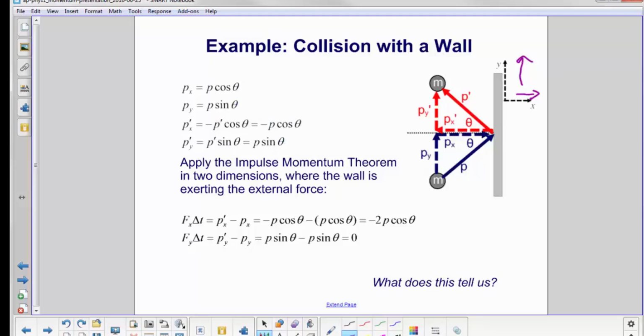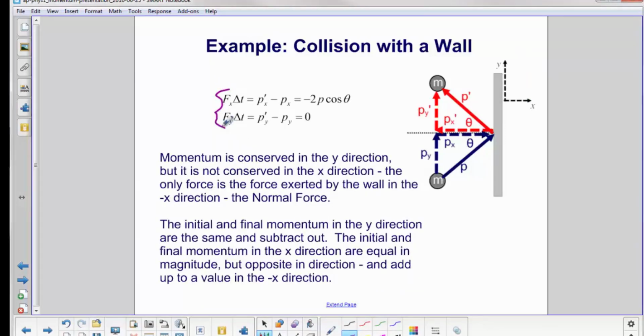Now we're going to apply the impulse momentum theorem in 2 dimensions. The wall is exerting the external force in this case, and it's a normal force. So in the x direction, we get F sub x delta t is equal to the difference in the x momentum, and we get negative 2p cosine theta. Now look at the y direction. We have p sine theta minus p sine theta. We get 0. What is this telling us?